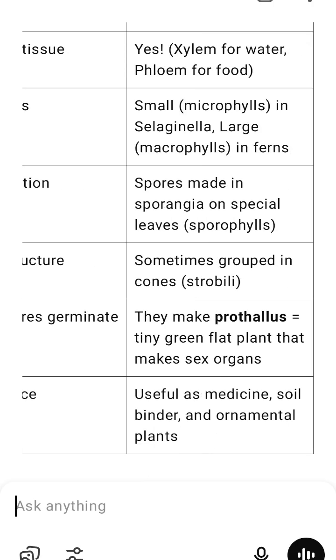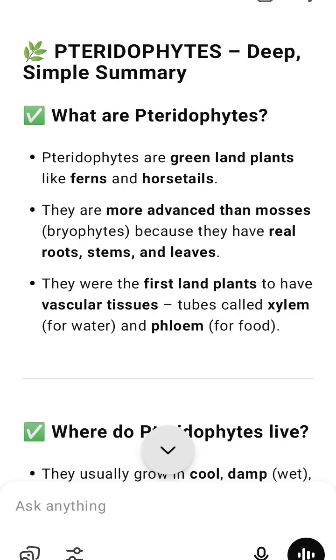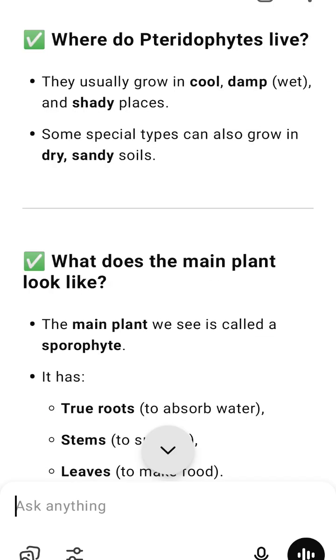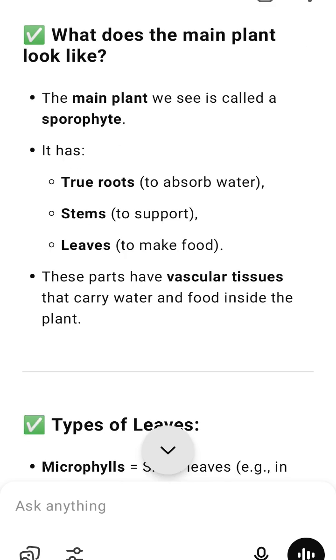Importance of pteridophytes. Some are used to make medicines. Some are used as ornamental plants for decoration. Some help in holding soil together, called soil binders. Examples of pteridophytes: ferns, Selaginella, equisetum, horsetail.